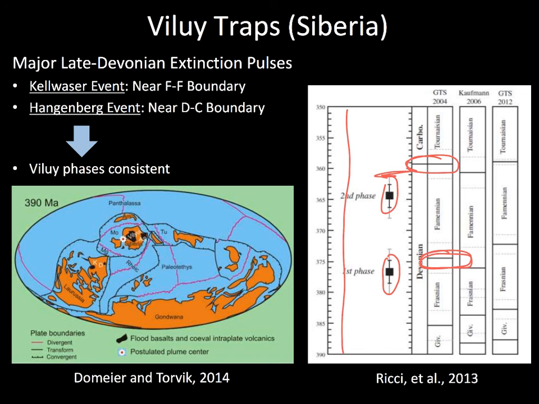So here I'm kind of torn between these two examples. There's clear evidence of impact craters. There's also clear evidence of supervolcanism, and scientists are still debating the causes of the late Devonian mass extinction all the time.